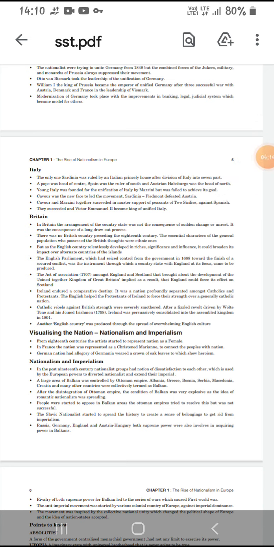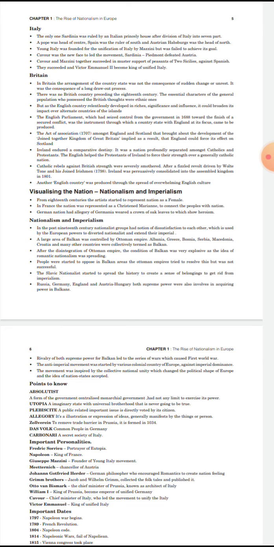Next, nationalism and imperialism. In the 19th century, nationalist groups had dissatisfaction among each other, and this was used by the powerful European countries. A large area of the Balkans was controlled by the Ottoman Empire, as I said at first. Albania, Greece, Bosnia, Serbia, Macedonia and many other countries were collectively called the Balkans.